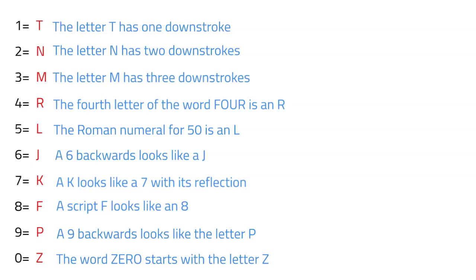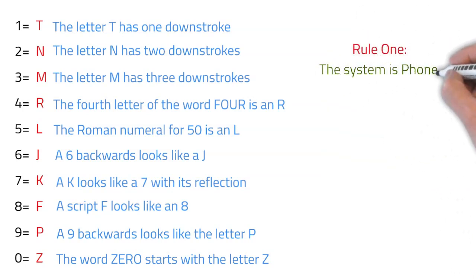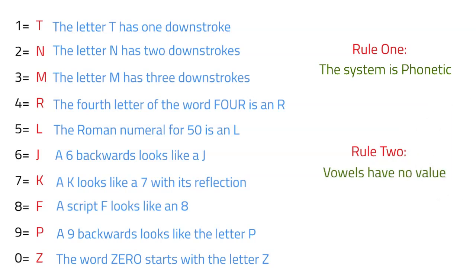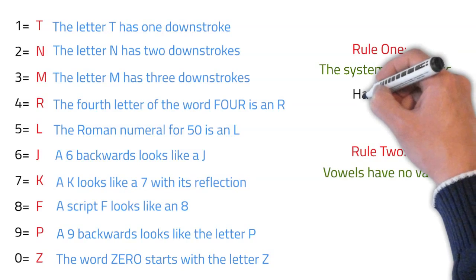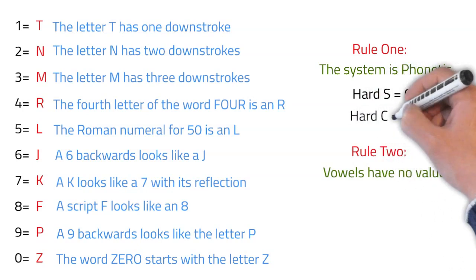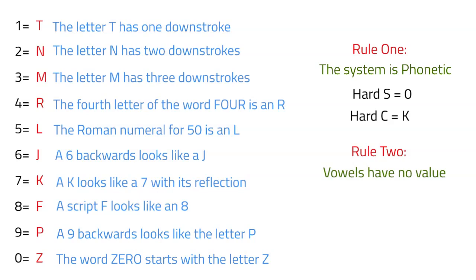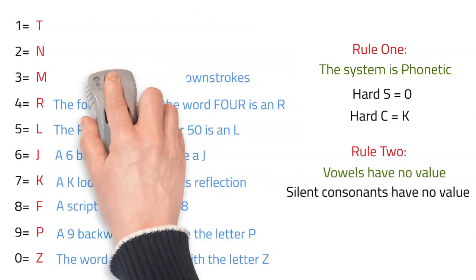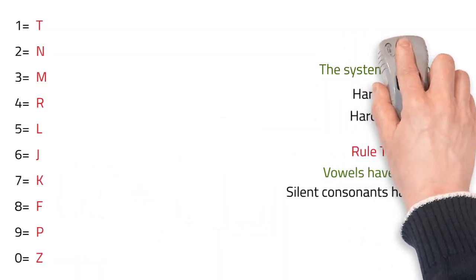There are only 2 rules which apply universally to the translation system. First, the system is phonetic. Second, vowels have no value. For example, in the word toes, where the final S sounds like a Z, it counts as a 0. Or the word cat, where the hard C counts as the letter K. Silent consonants have no value because the system is phonetic.